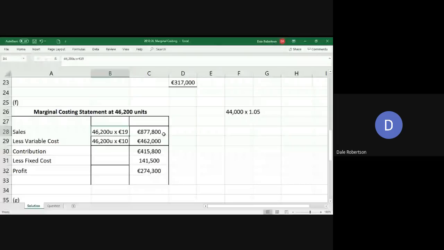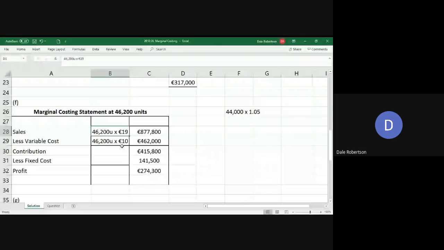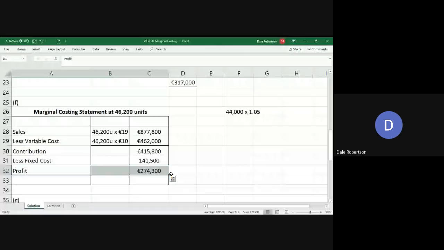Our caps are... the variable cost remains the same, it says, which is still €10 per unit, but of course it's at a new level of units. So we can't do 44,000 by €10. It's now 46,200 by €10, which is this. And that gives you your contribution. And our fixed costs still remain the same. So when you take that away, your profit is 2,743.